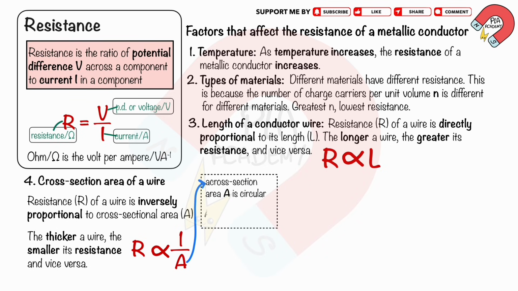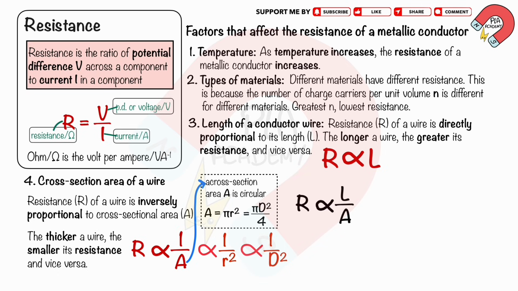The cross-section area A of a circular wire is pi radius r squared, or pi diameter d squared over 4. So, the resistance is inversely proportional to radius r squared and also inversely proportional to diameter d squared. Therefore, we can deduce that the resistance is directly proportional to length L and inversely proportional to the cross-section area A.